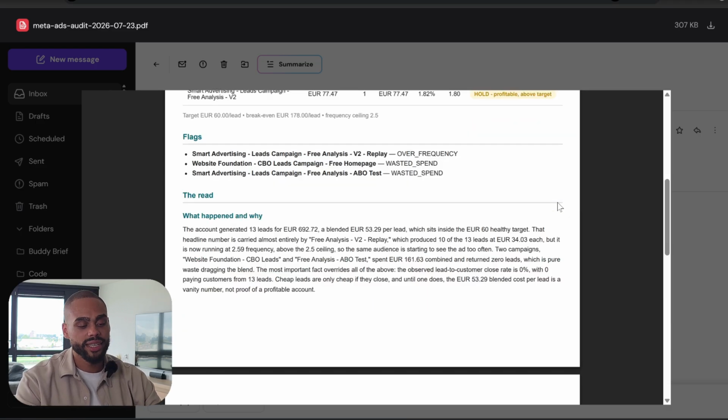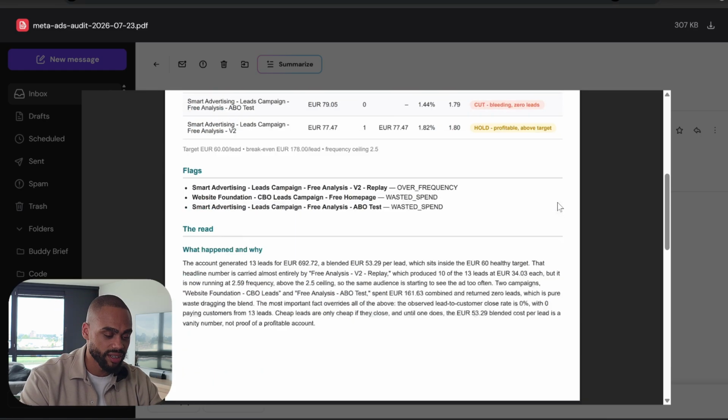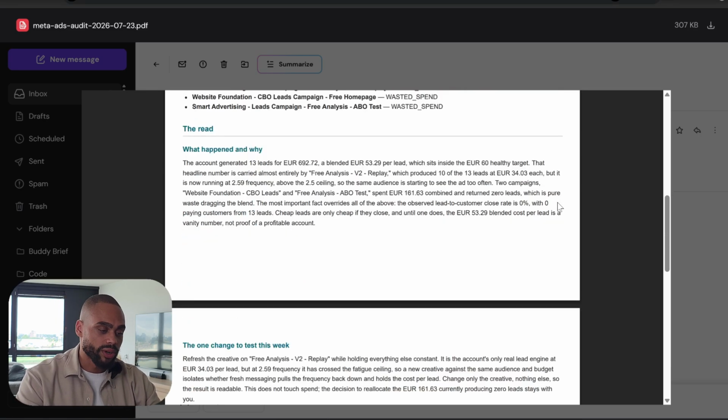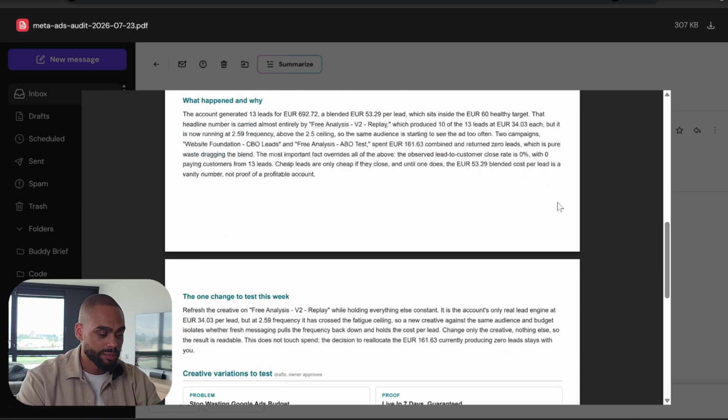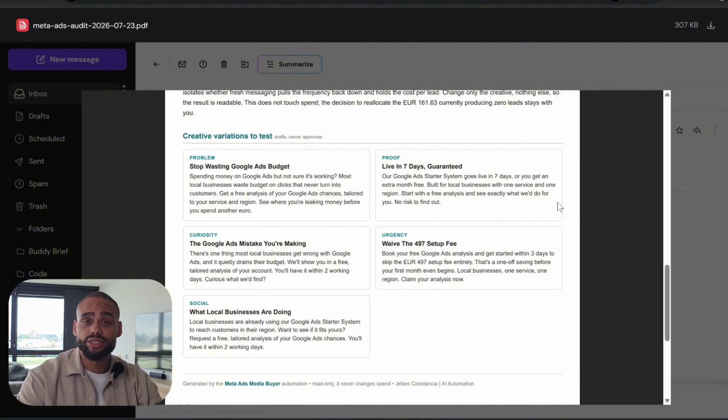Other information that we get in this document are some flags regarding the frequency of a campaign or the wasted spend in this case for the campaigns that were not bringing us in leads. We get a nice little summary of what happened and why since the last time and the one change to test this week. Finally, because we got the advice to hold the winner but also refresh its creatives, we get some creative variations to test for that same campaign. What's nice about these variations is that it's not just some random advice given.